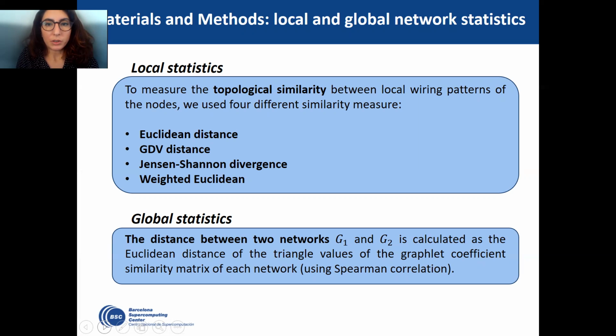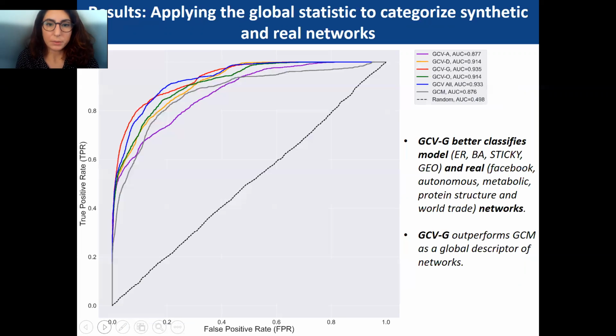To measure the topological similarity between local wiring patterns of the nodes, we use 4 different similarity measures: the Euclidean distance, the GDV distance, Jensen-Shannon divergence, and the weighted Euclidean. Also, to compare 2 networks, we define the global statistic based on the Graphlet coefficients, which is calculated by the Euclidean distance of the triangle values of the Graphlet coefficient similarity matrix of each network. So we have a local statistic and a global statistic based on the Graphlet coefficient.